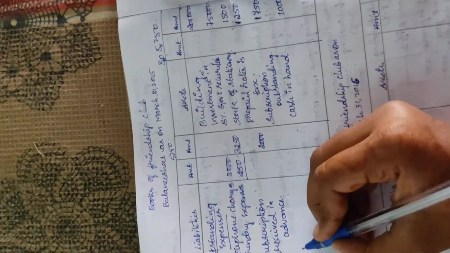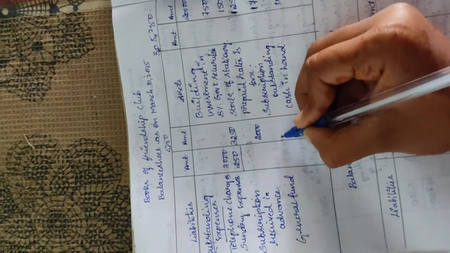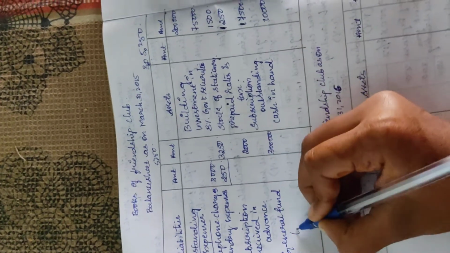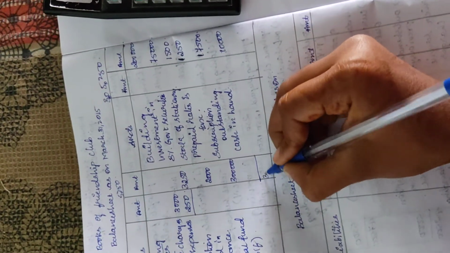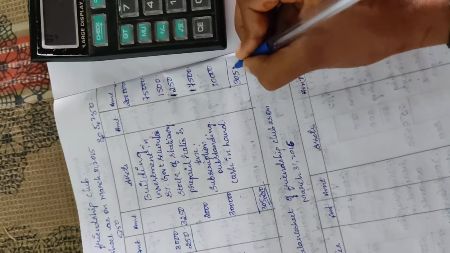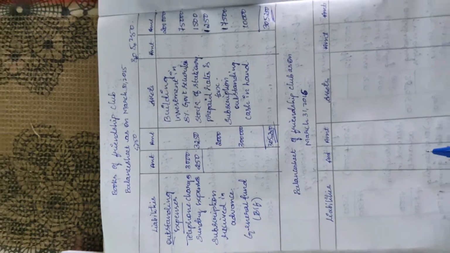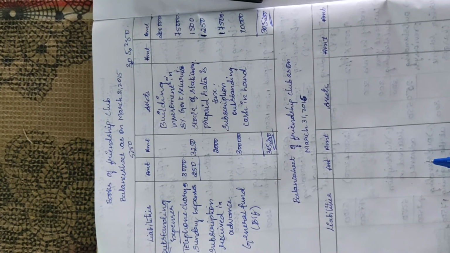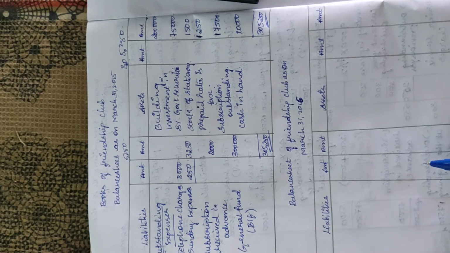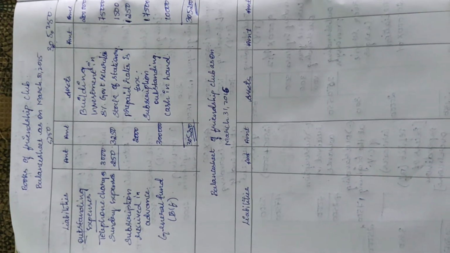What is this 3 lakh? This is the general fund. 3 lakh, this is the balancing figure. We have to transfer it to the 2016 balance sheet. So the total is 3,05,250. So this is the balance sheet as on March 31st, 2015. Take a screenshot of it and write it down in your notes. Try to solve the problem, and let us prepare for the year 2016.